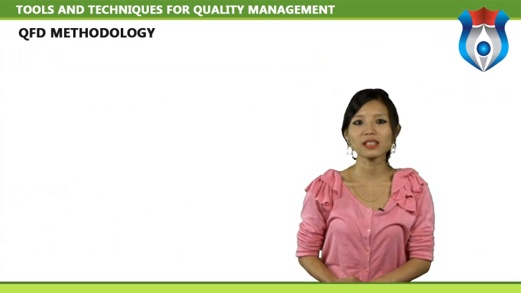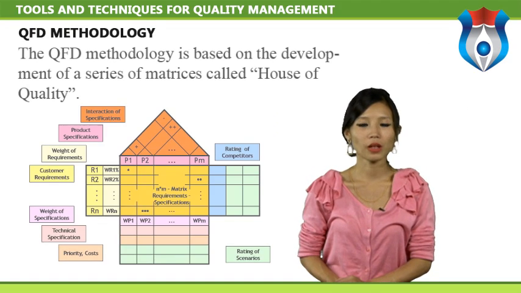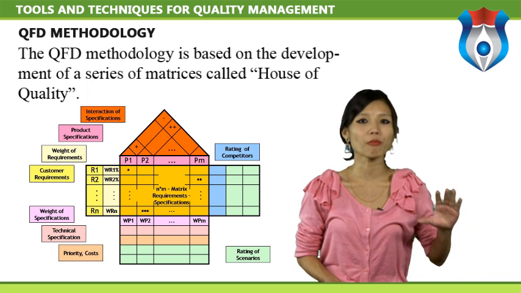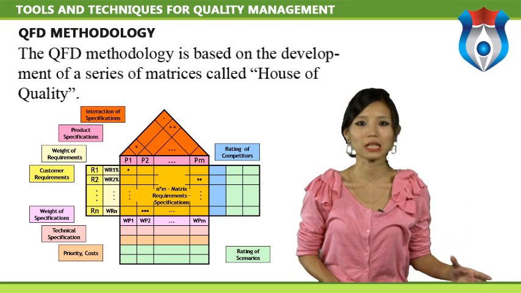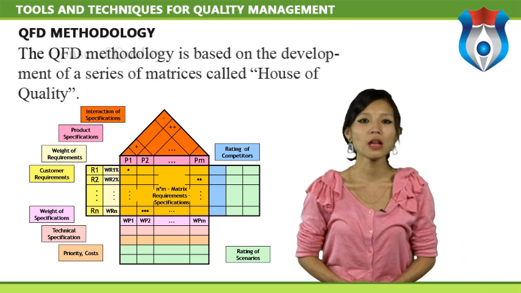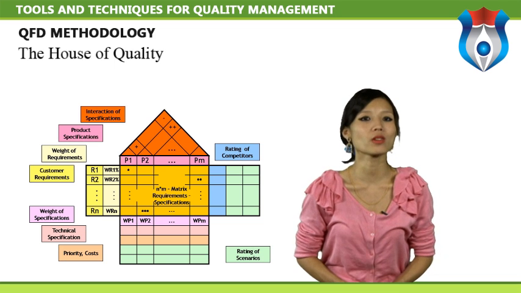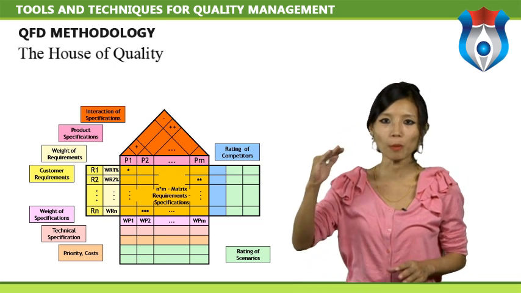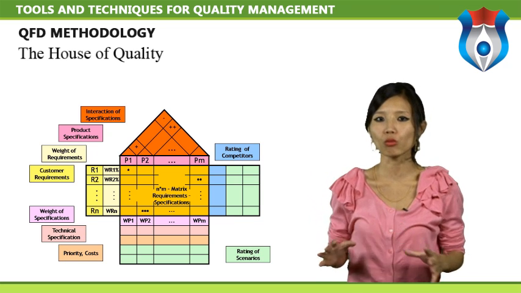Let us now discuss the QFD methodology. The QFD methodology is based on the development of a series of matrices called the House of Quality. This matrix is called the House of Quality due to a roof-like structure at its top. This house can be divided into rooms.